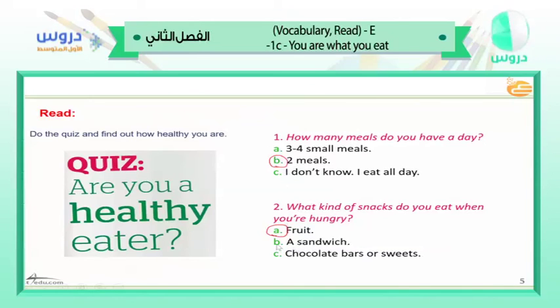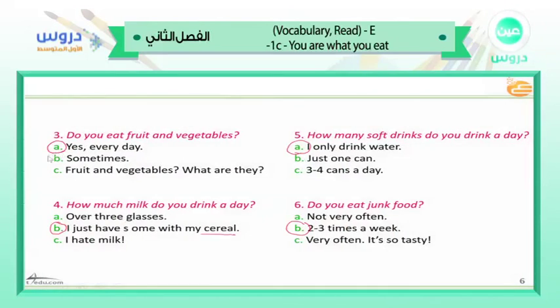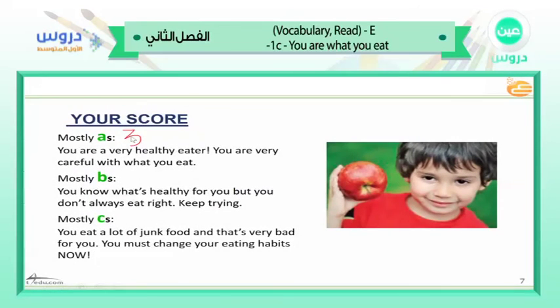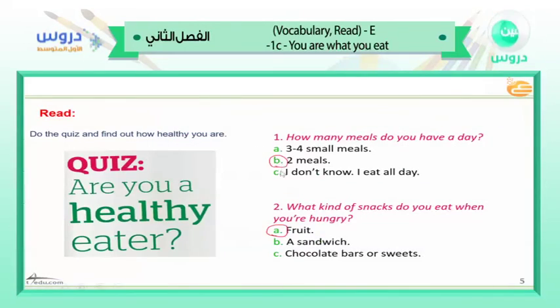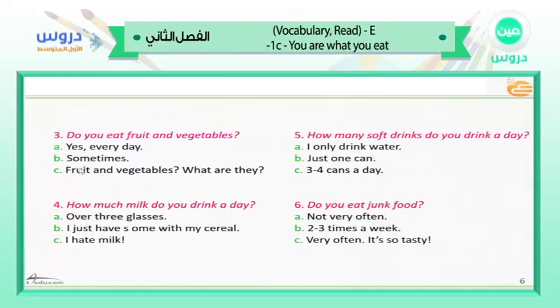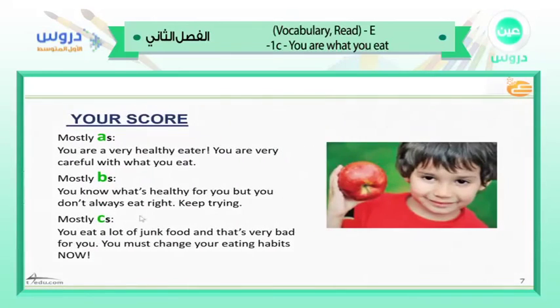1B. Okay. 2B and 3B. So I have 3B. What about C? How many C's do I have? Nothing. Very nice. I don't have any C. Okay. So for me, I'm a very healthy eater.